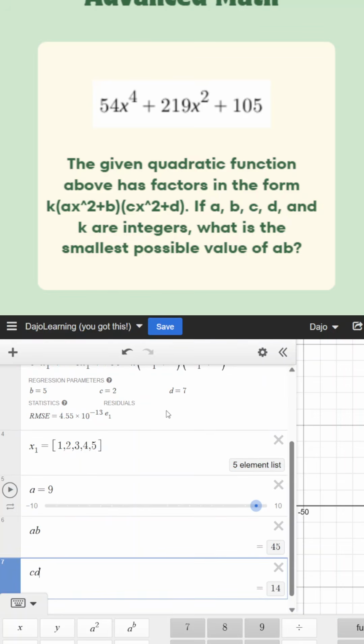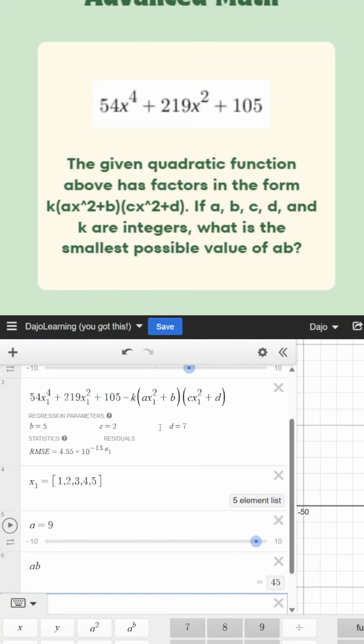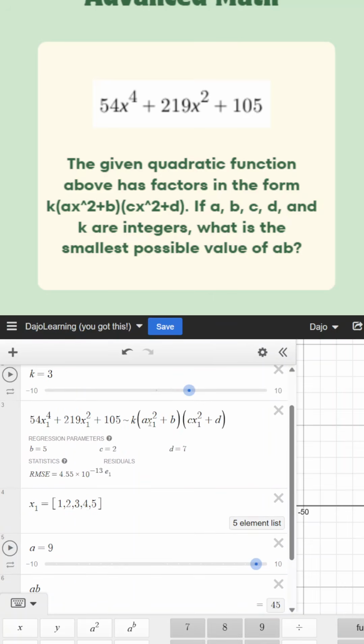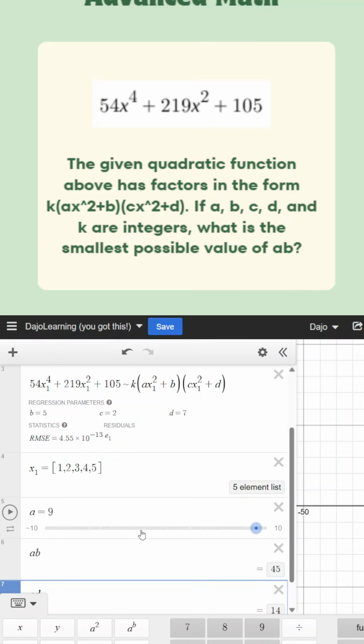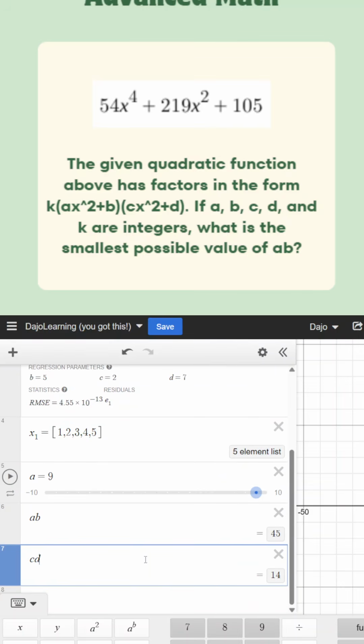AB could have been 14, right? And CD could have been 45 because they're written in the exact same format. So that's why it's asking for the smallest value of AB, because there are actually two values that AB could have been, 45 and 14. So what's the smaller value? 14. So there you go. There's your answer.